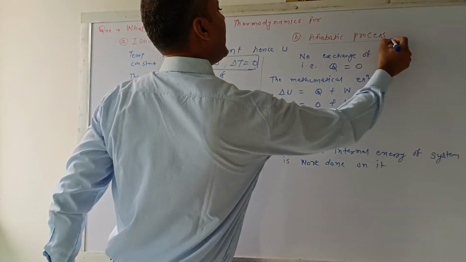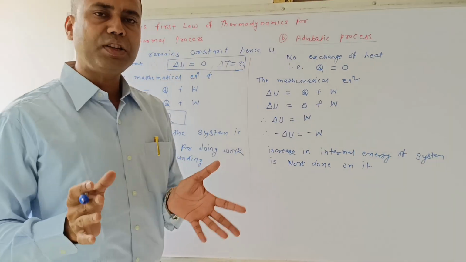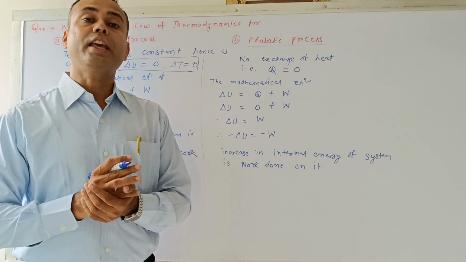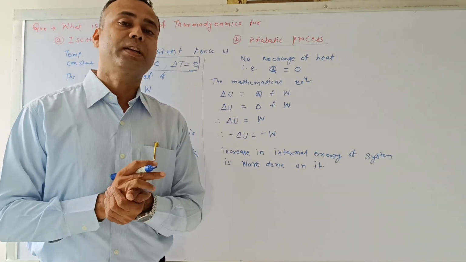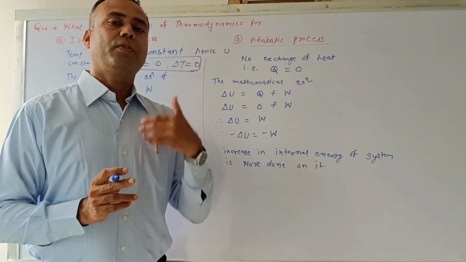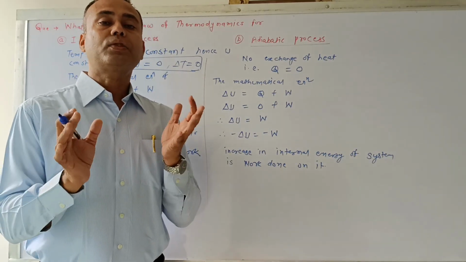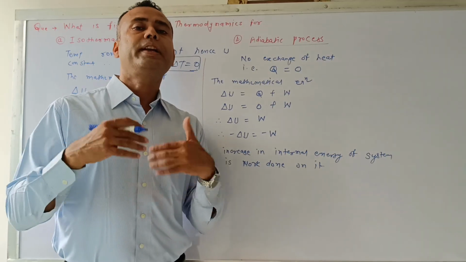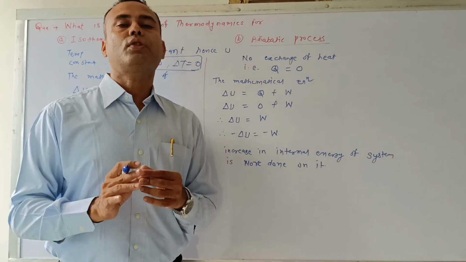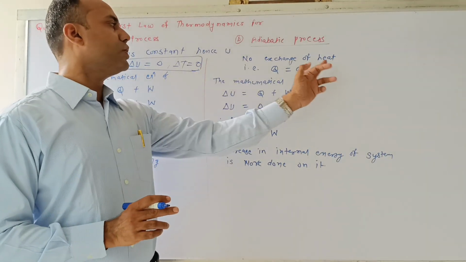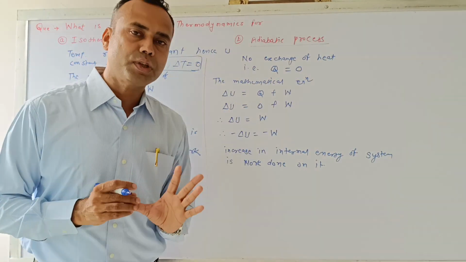Now we are going for adiabatic process. Same condition: mathematical equation for first law of thermodynamics for adiabatic process. What do you mean by adiabatic process? It is the process in which there is no exchange of heat with surrounding. That is called adiabatic process. No heat is absorbed, no heat is released. So there is no exchange of heat between system and surrounding. So here no exchange of heat, that's why Q is equal to 0.